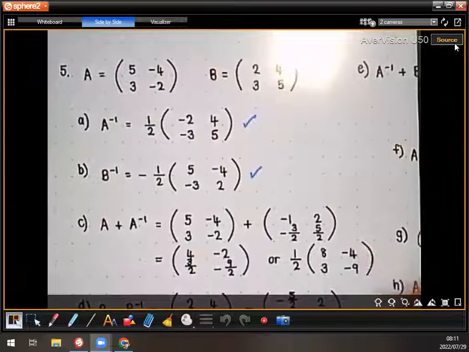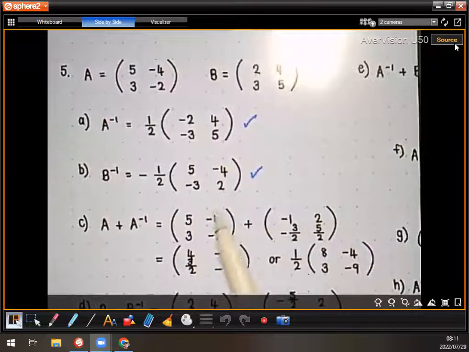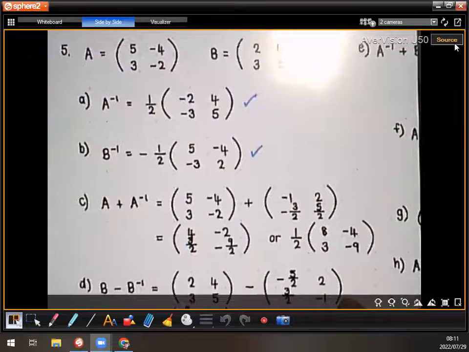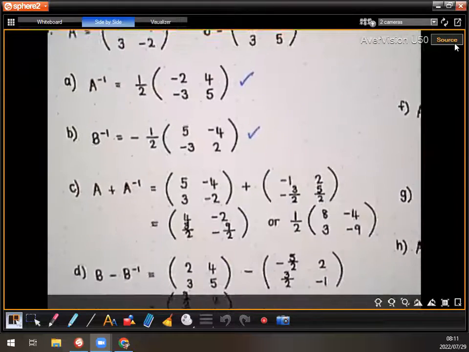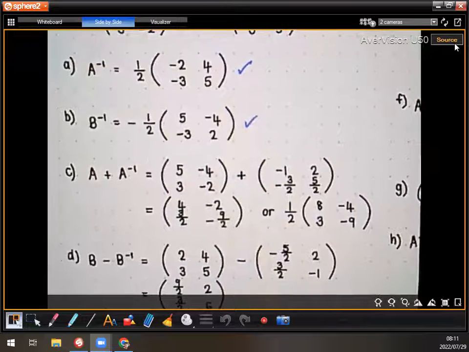Okay, for C, they're now saying A plus the inverse of A. Now, guys, when you want to add these together, you do have to multiply that half into the bracket, unfortunately. You do have to multiply the half into this bracket because remember, when you're adding matrices together, you add the same elements in the different matrices. All right, so let's just check if that's correct.